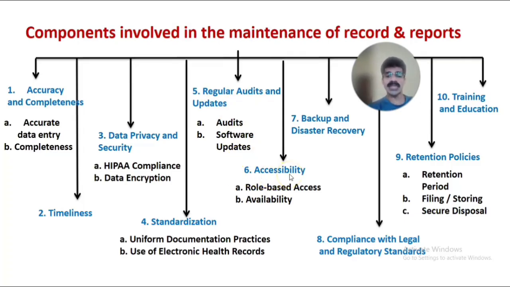Then sixth one is accessibility. That is role-based access to the health records and availability of the health records for the health team members. Then seventh one is backup of the data of the medical and healthcare records and disaster recovery planning for the records. Then eighth one is compliance with legal and regulatory standards or laws. Follow or abide by the legal practices and regulatory or legislative standards of the medical and healthcare record. Ninth one is retention policies. It includes the retention period, filing and storing of the records in the medical record room, and secure disposal of the records after the retention period.